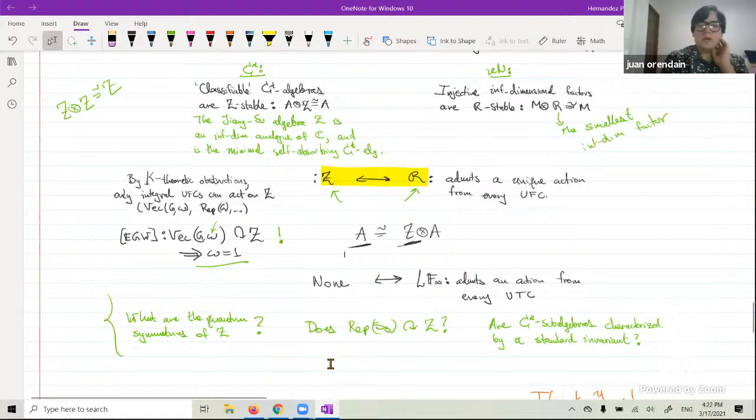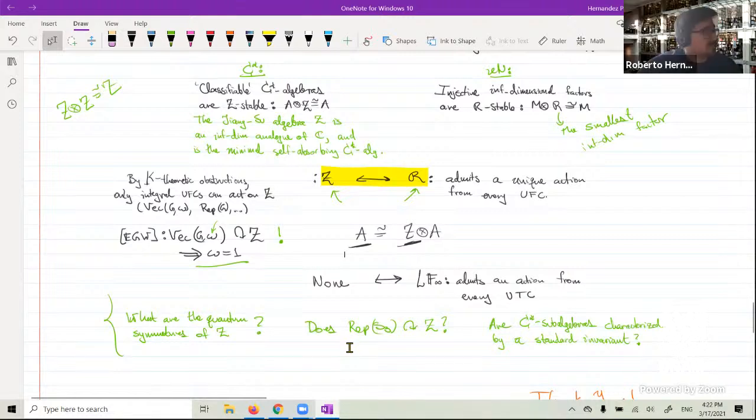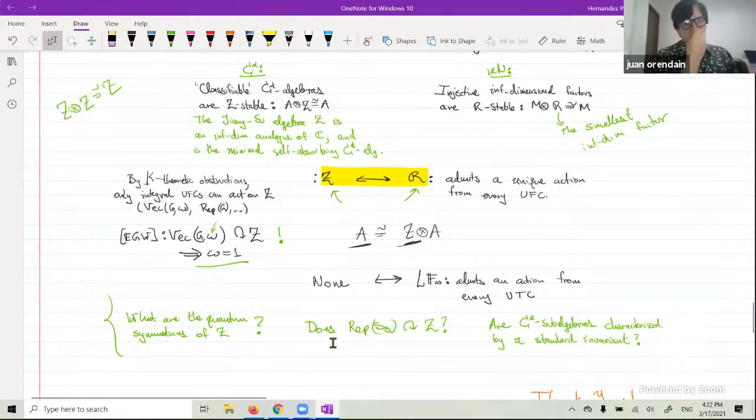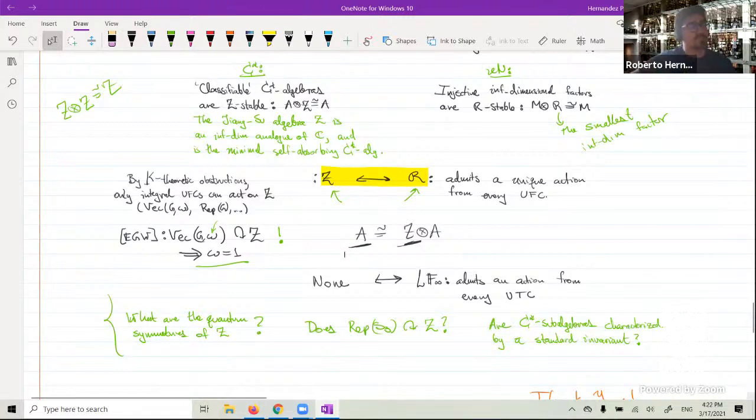So what are the known quantum symmetries of Z? Well, you already have your Vec G, but so far it's finite groups. I don't even know about uniqueness. Okay. To the extent that I'm aware, of course, but this result by Evington, Giron, and White, I don't think it's even published yet.